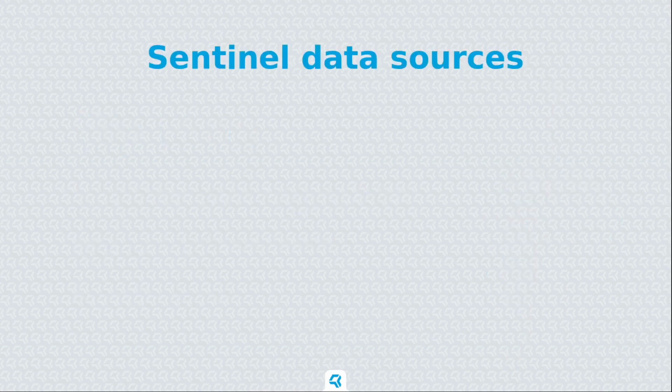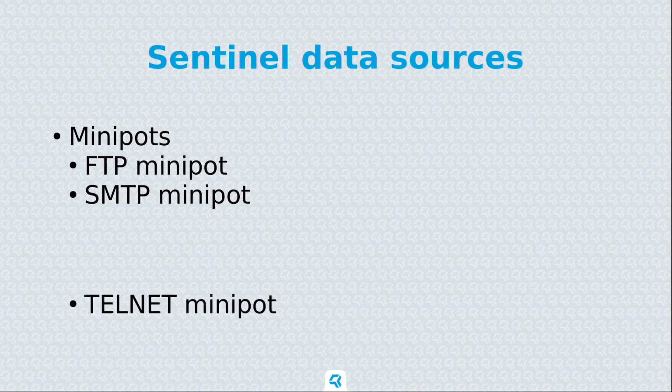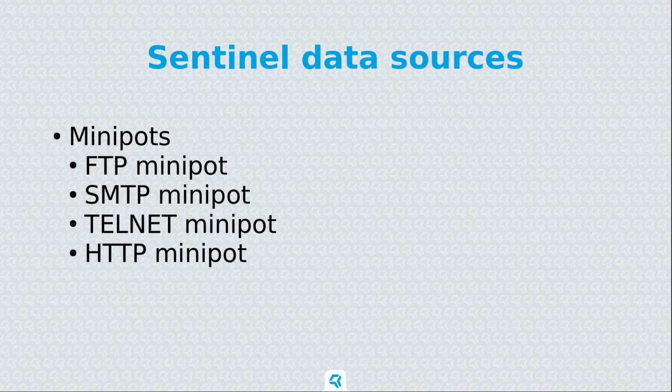What are Sentinel data sources? Our Sentinel system uses minipods for collecting data, which are on your router. These minipods consist of FTP minipod, SMTP minipod, Telnet minipod, and HTTP minipod. Each minipod serves as a service where attacker goes and uses username or password, which are logged also. We have another system that is called HAS, which stands for Honeypot as a Service. This one is SSH minipod and collects also passwords and usernames.